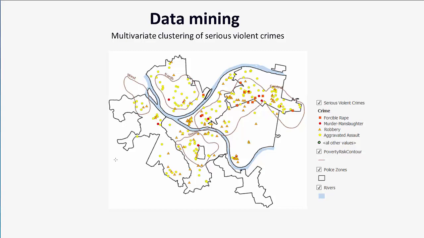In addition to the severity of crimes, you could then add other data to cluster, things like race, age, or gender of the arrested persons. The end result we're looking at here is the clustering of these types of crimes, overlaid with two other layers: a poverty risk contour that was originally created from spatial analysis, and the police zones in Pittsburgh. Data clustering like this is purely an exploratory method. There are no right or wrong clusters, only more or less informative ones.